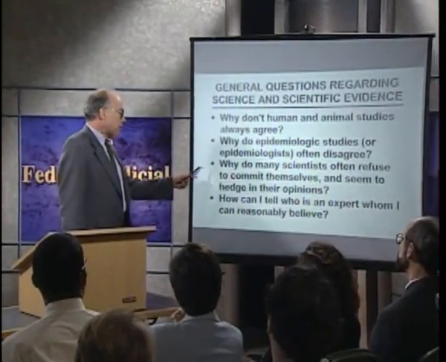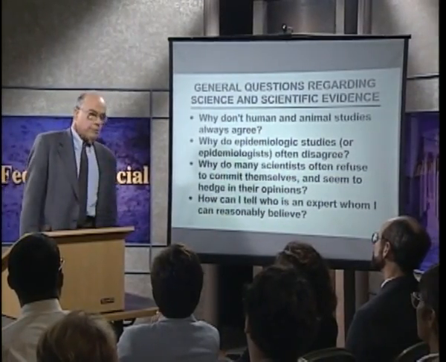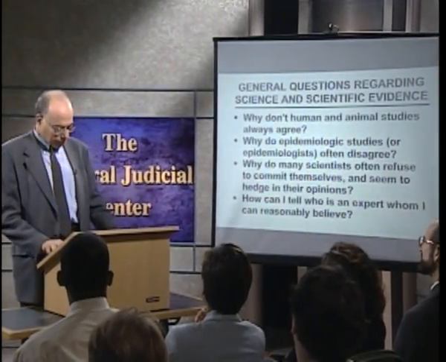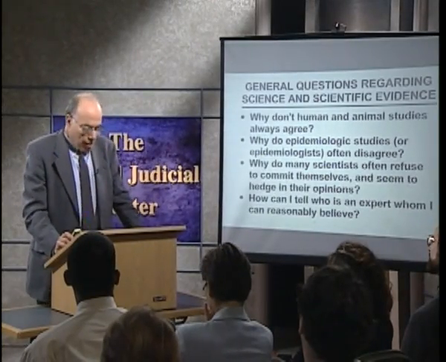Judges will ask, why do many scientists often refuse to commit themselves and seem to hedge in their opinions? The reason is because there is not an endpoint in science. The scientist is seeking the truth. Today's truth may be modified tomorrow by further studies, where the dilemma arises that in a trial, a judgment has to be made yes or no. But science doesn't work in that way. It works in small increments of knowledge, and we are always subject to having our opinions refuted tomorrow.